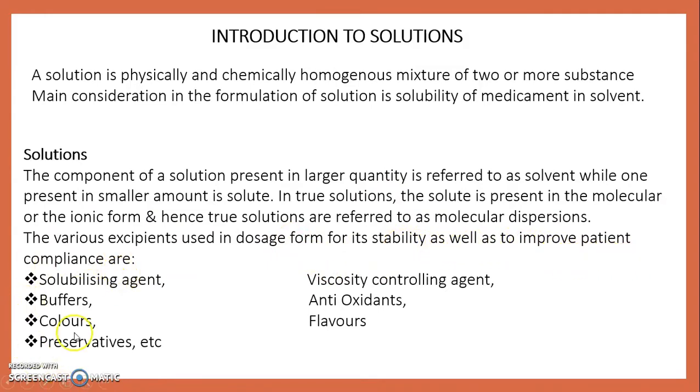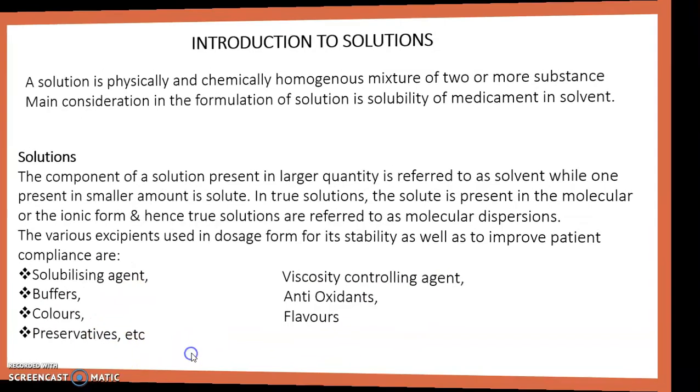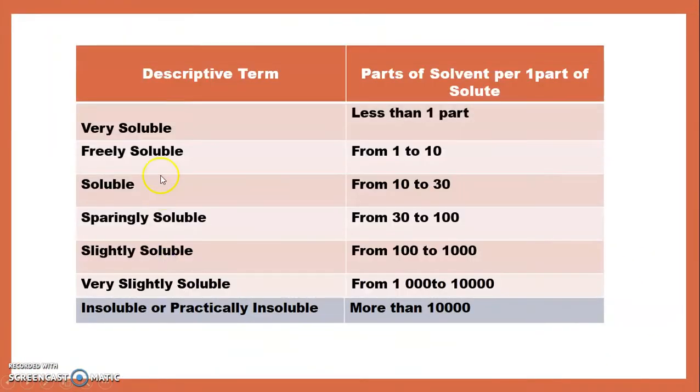The various excipients used in the dosage form for its stability, as well as to improve patient compliance, are solubilizing agents, viscosity controlling agents, buffers, antioxidants, colors, flavors, and preservatives. These are the agents which are used as excipients in the dosage forms. Then next we see the different forms of the solution.